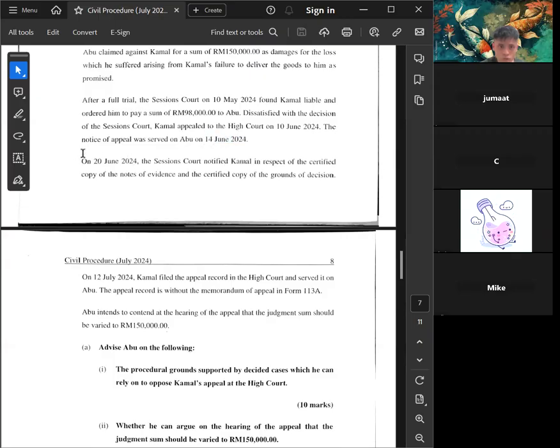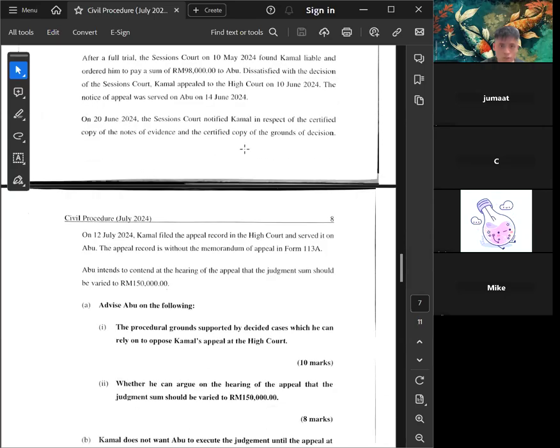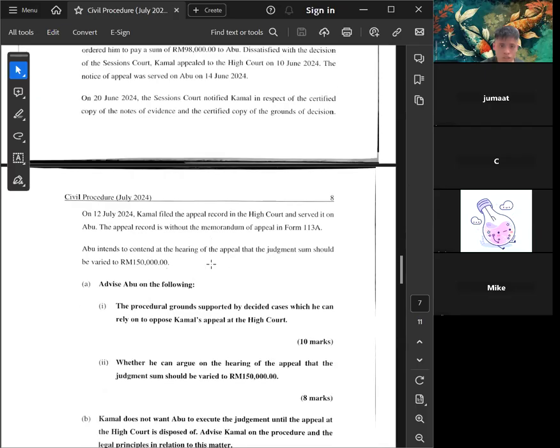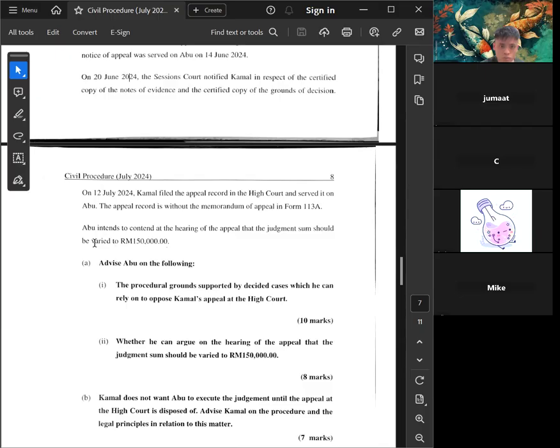So on 20th of June, Sessions Court notified Kamal in respect of the certified copy of the notes of evidence and the certified copy of the grounds of decision. On 12th of July, Kamal filed the appeal record in the High Court and served it on Abu. The appeal record is without the memorandum of appeal in this particular form. Now, Abu intends to contend at the hearing of appeal that the judgment sum should be varied to 150,000.